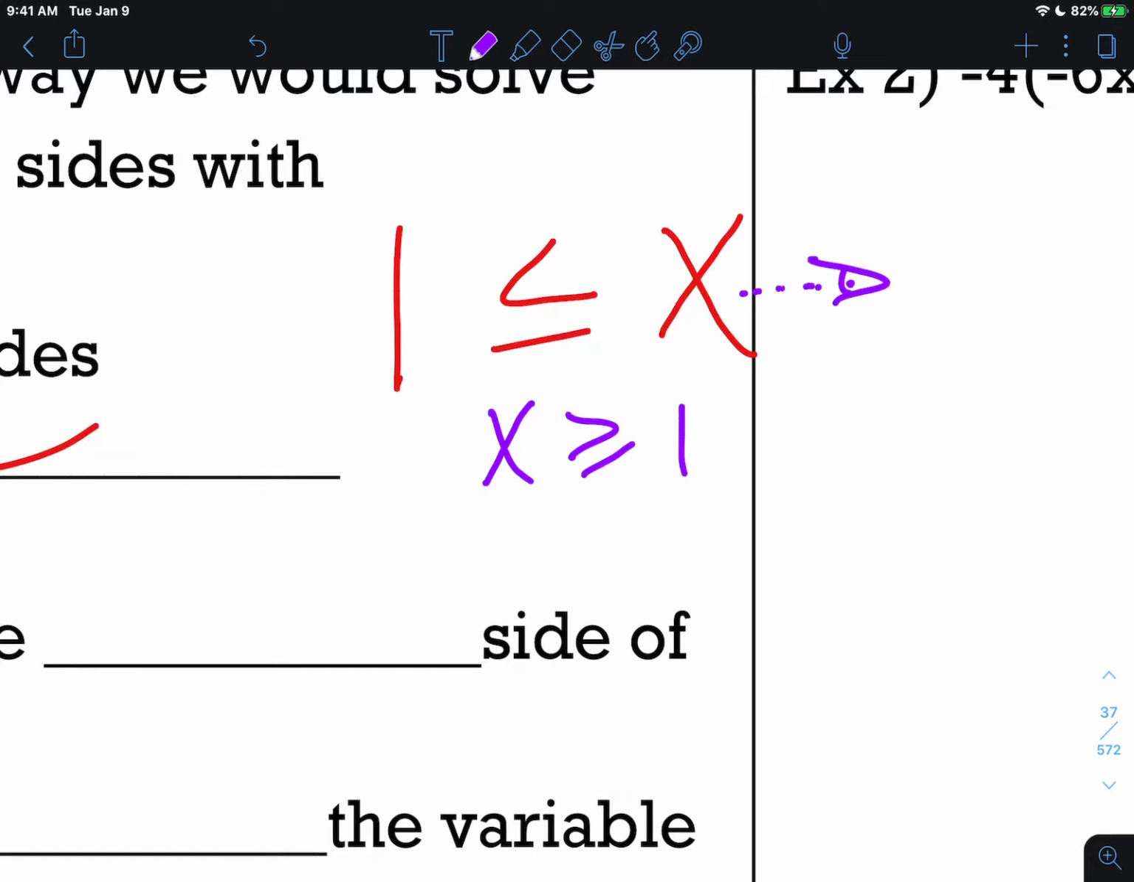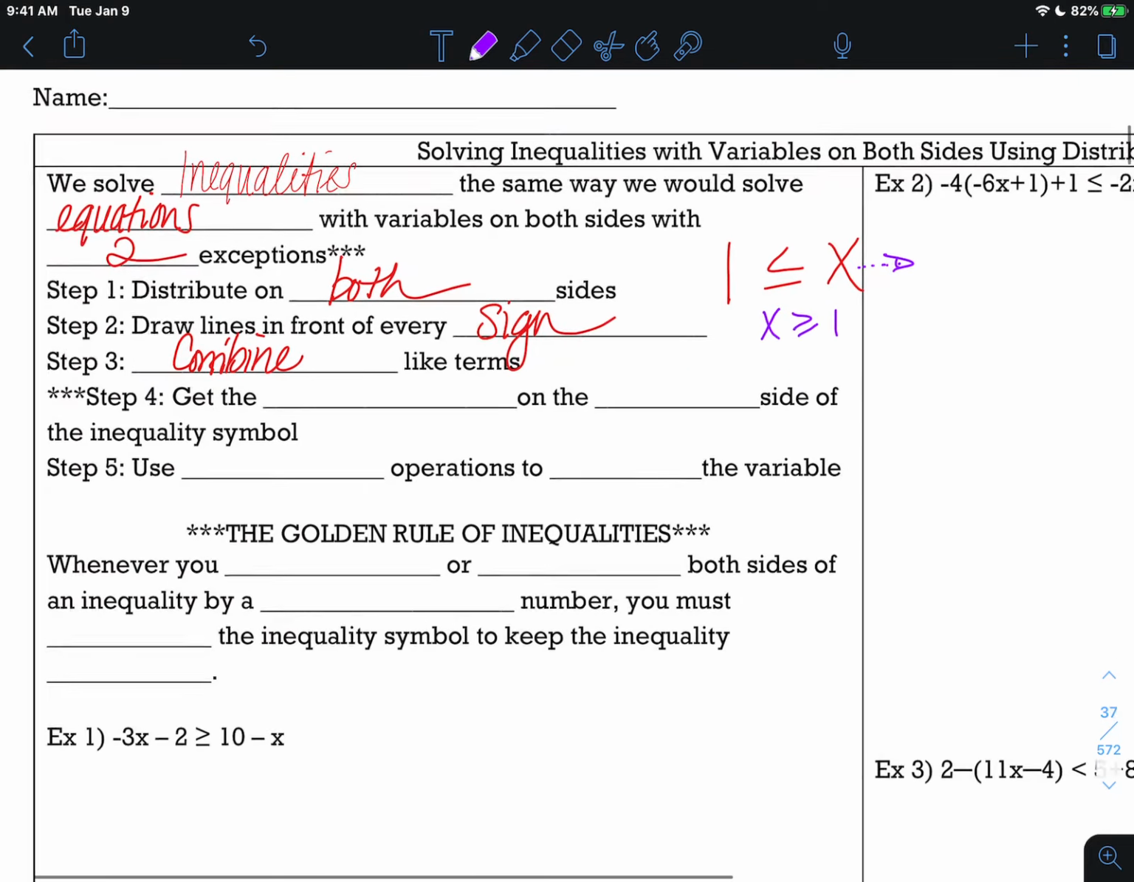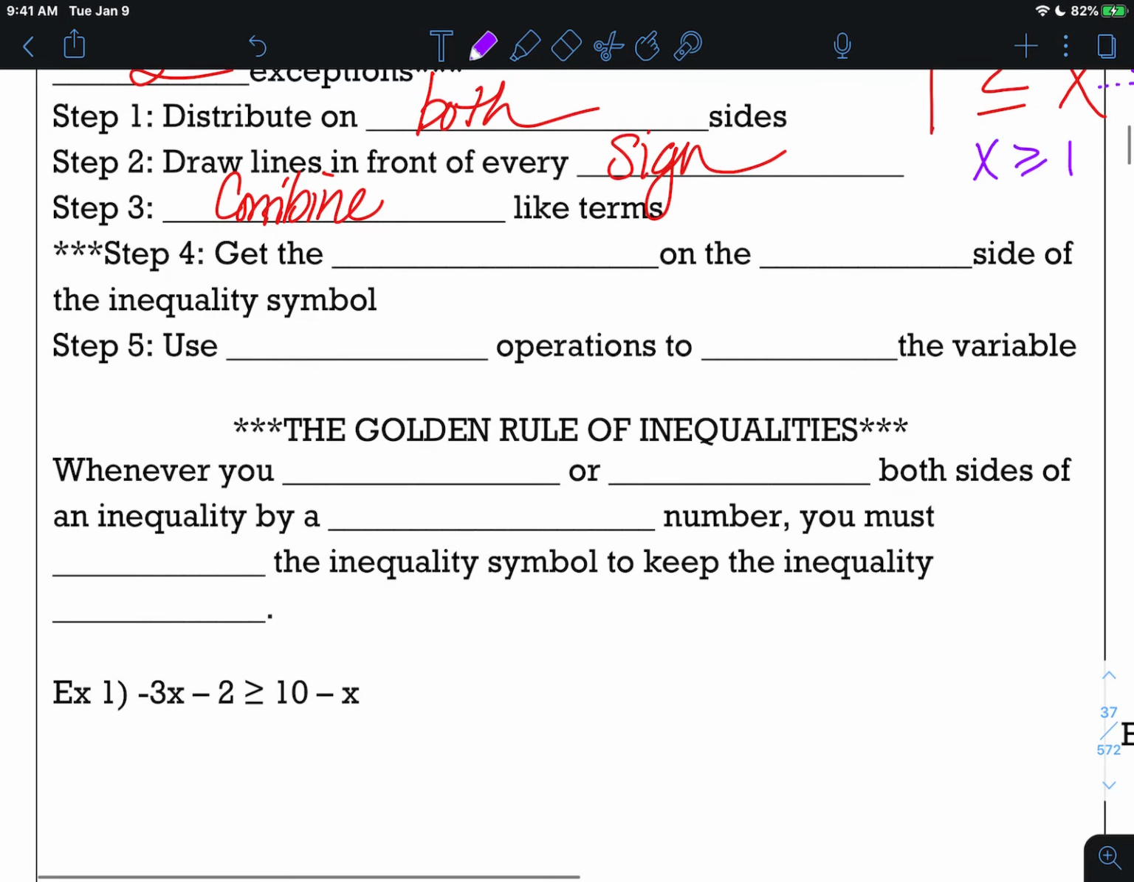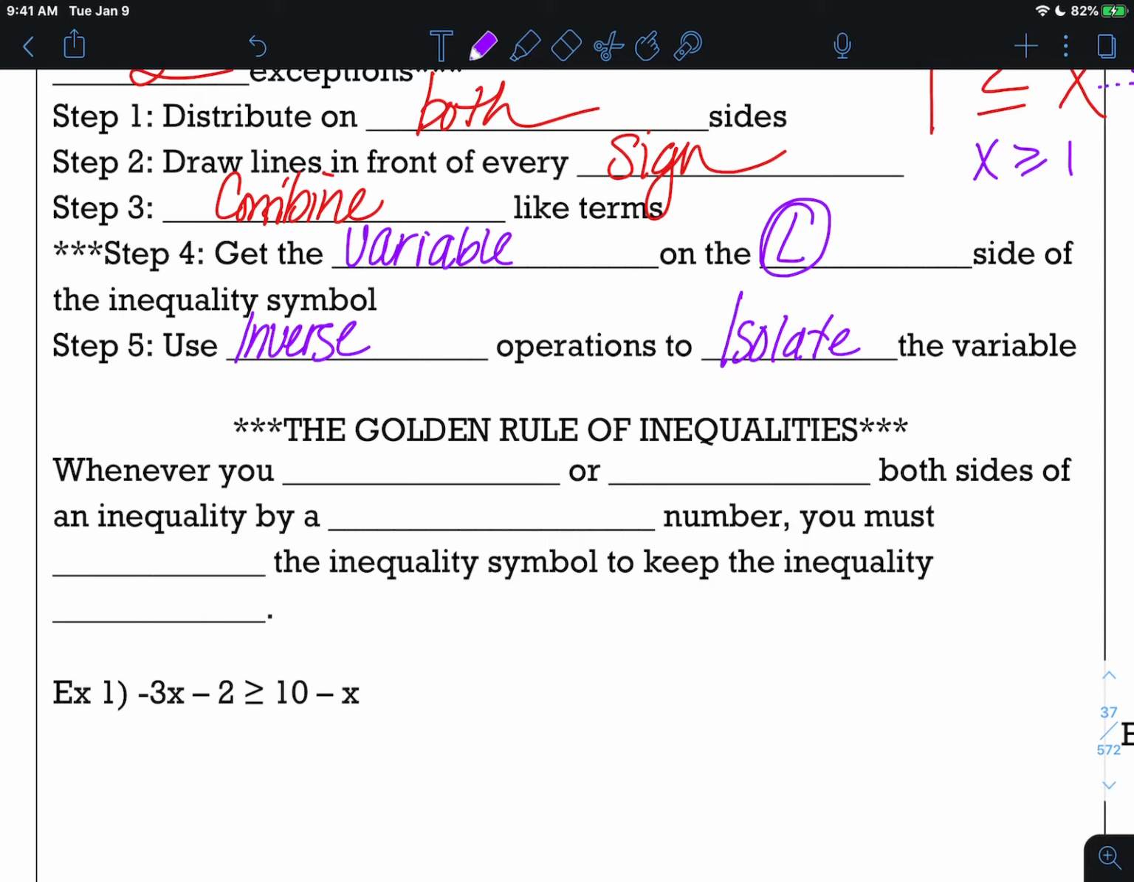But since we want to stick with appropriate math and we want to make this as easy as possible, we want to make sure we always move all of our variables to the left side, okay? This only applies to inequalities. So I'm going to get the variable on the left side of the inequality symbol. Lastly, of course, I'm going to use inverse operation, my opposite, to isolate my variable to get it alone.